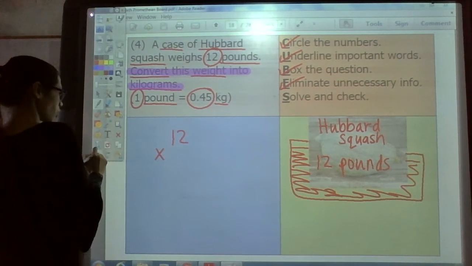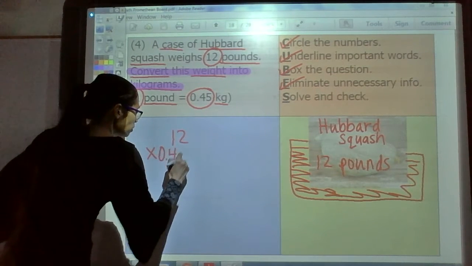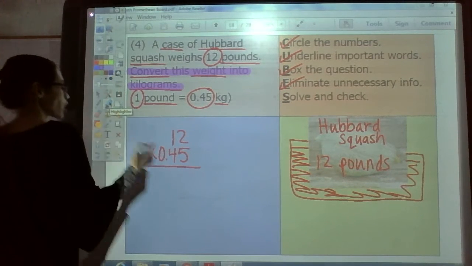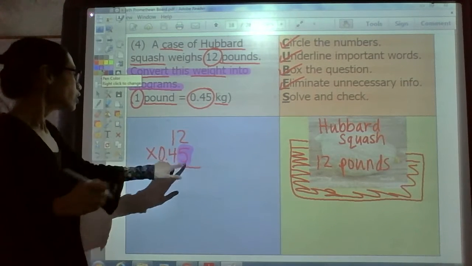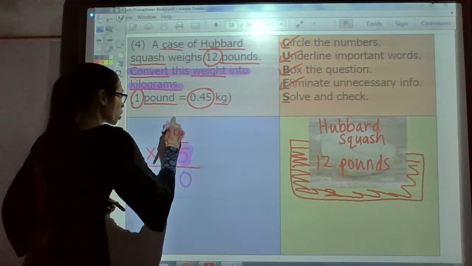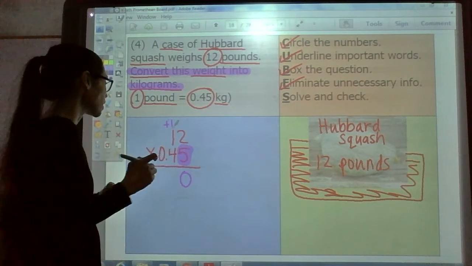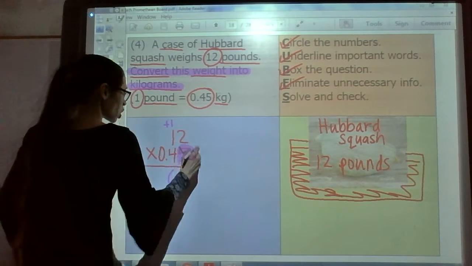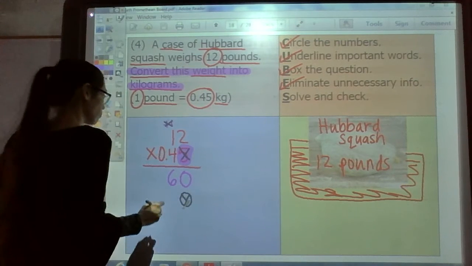12 times 4,500. So the first thing we need to do is start out with this 5 right here. Multiply that 5 for me. 5 times 2 is 10. Write the 0, plus 1 up top. 5 times 1 is 5, plus 1 is 6. Oh, we're done with that. So what do we do? Cross that out. Put a placeholder right there. Bam. We're done with that.